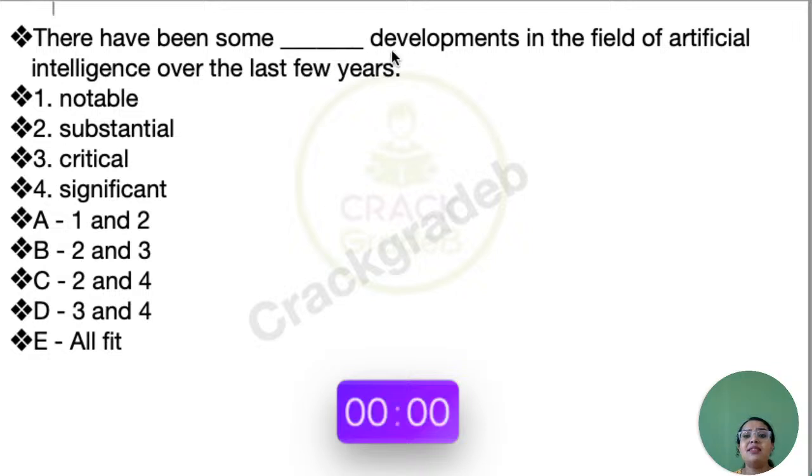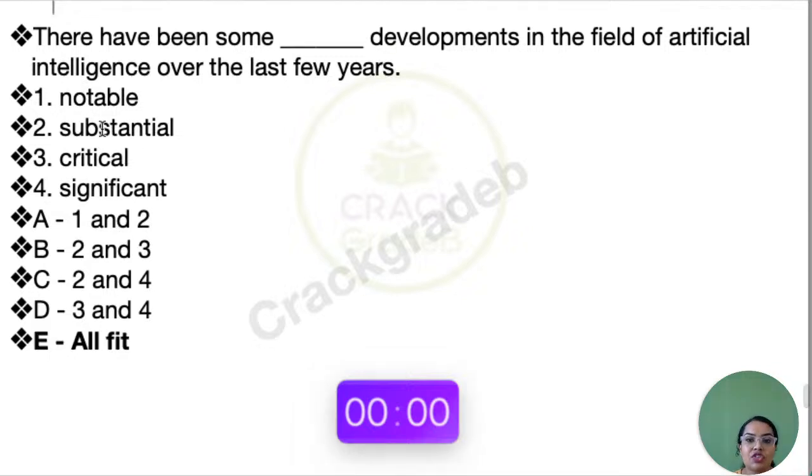There have been some developments in the field of AI over the past few years. I don't have any restriction here. Definitely all the adjectives: notable, meaning substantial; critical, meaning important; significant, meaning having great importance. From the same family, all four words fit. Even the form is something we can use in this blank. So, of course, the answer is E.